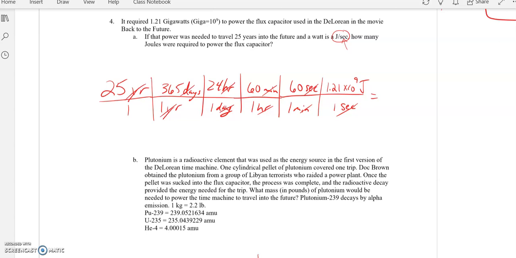And you get, rounded to, I went with 3 significant figures because of the 1.21, 9.54 times 10 to the 17th joules. I would not use the 25 years as a significant figure. It's just a number of years. It's not a measurement, whereas the 1.21 is.